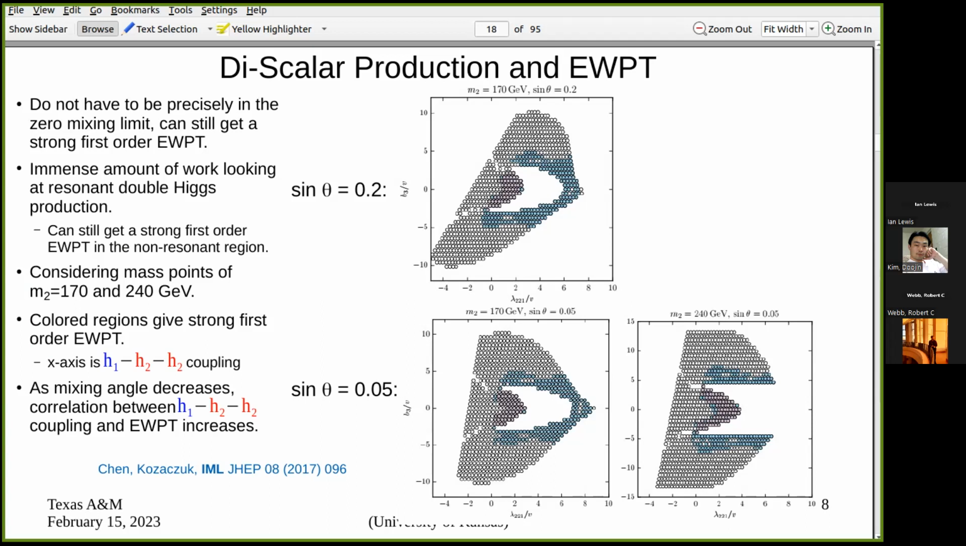Also, I'm working below the resonant double Higgs production, so 170 GeV and 240 GeV, and I can still get the electroweak phase transition. There was an immense amount of work looking at resonant double Higgs production because it's a spectacular signal that I can go look for. It's quieter, you can go look for it, but I can't actually live in these regions to get this thing to work that I want to work. So I really need to map out this entire space, go away from the easy resonant signals and look at non-resonant things.